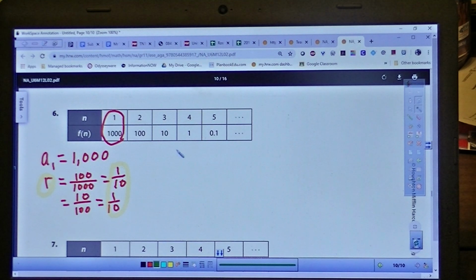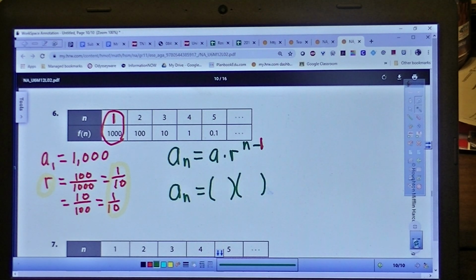So our formula is A sub n equals A R to the n minus 1 this time, because this is a 1. And if you rewrite the formula every time like I'm doing, you will memorize this formula and get really good at it. What goes there? Ooh, 1,000. You're going to have to try to squeeze that in. And then 1 over 10. If you put that into your y equals, it should give you this right here.